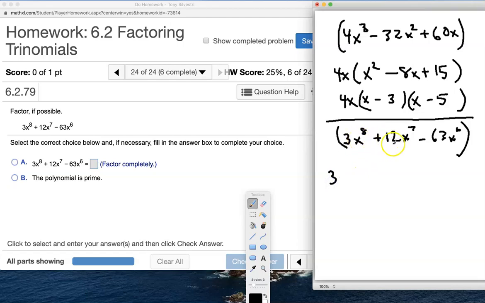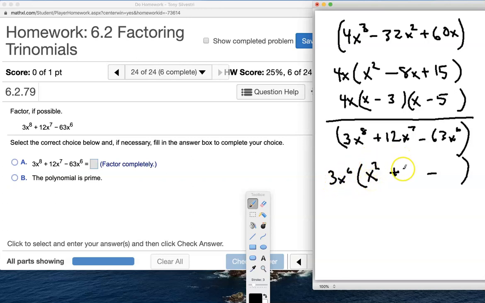Does every term have an x? Yes, it does. What's the lowest power of x you see? The 6th. Okay. When I pull those out, what's left over? Now put a plus and minus here. 3 goes into 3 one time. That's good. So we had 8 x's. We pulled 6 out. Leaves you with the square. If it doesn't leave you with a square, you're doing something wrong.